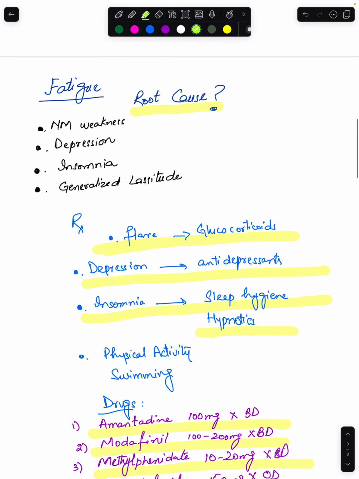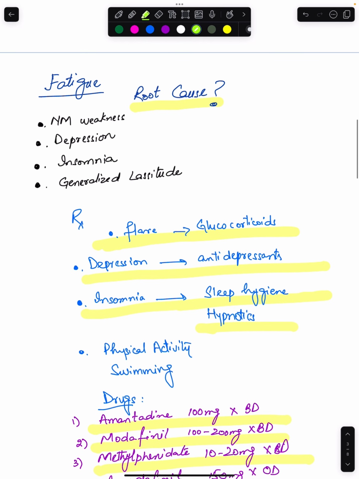Now the second symptom is fatigue. So for fatigue we need to see the root cause. For example, the patient has multiple sclerosis. The fatigue can be due to neuromuscular weakness, it can be due to depression, it can be due to sleep disturbances or insomnia, it can be due to generalized lassitude. So first we need to see what is the root cause.